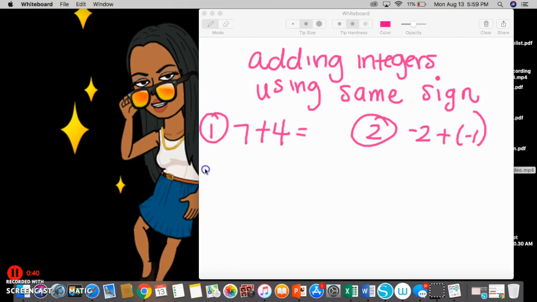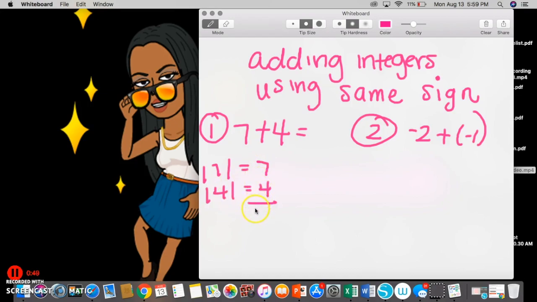So we have the absolute value of 7 is equal to 7, and the absolute value of 4 is equal to 4. So when we add these two together, we're going to get 11. Since both of these signs are the same, a positive and a positive, we know that our answer will be positive, which will be a positive 11.